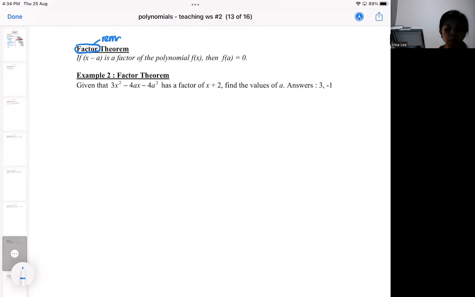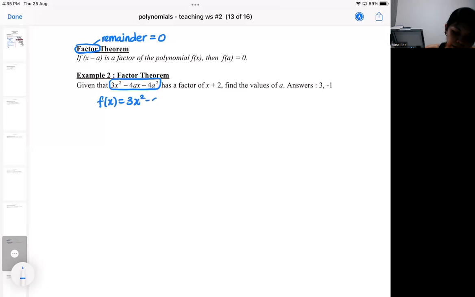But when we apply factor theorem, it will be a case where the remainder is 0. So that means that you are dealing with a factor. So for example, in this situation, this expression will be my f(x).